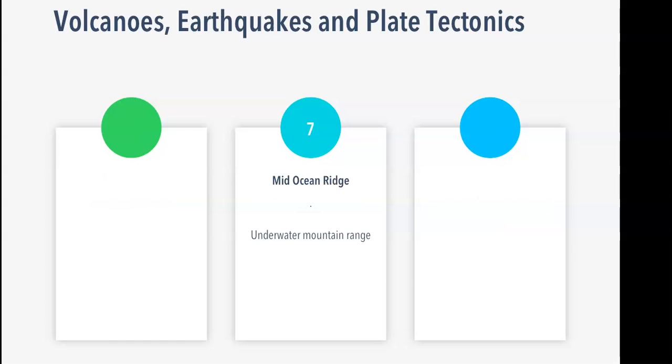And then one more here, the mid-ocean ridge. A mid-ocean ridge is an underwater mountain range formed by plate tectonics. The mid-Atlantic ridge, which is located on the ocean floor of the Atlantic Ocean, is the most famous mid-ocean ridge. The mid-ocean ridge is a divergent plate boundary, meaning the plates are spreading apart.